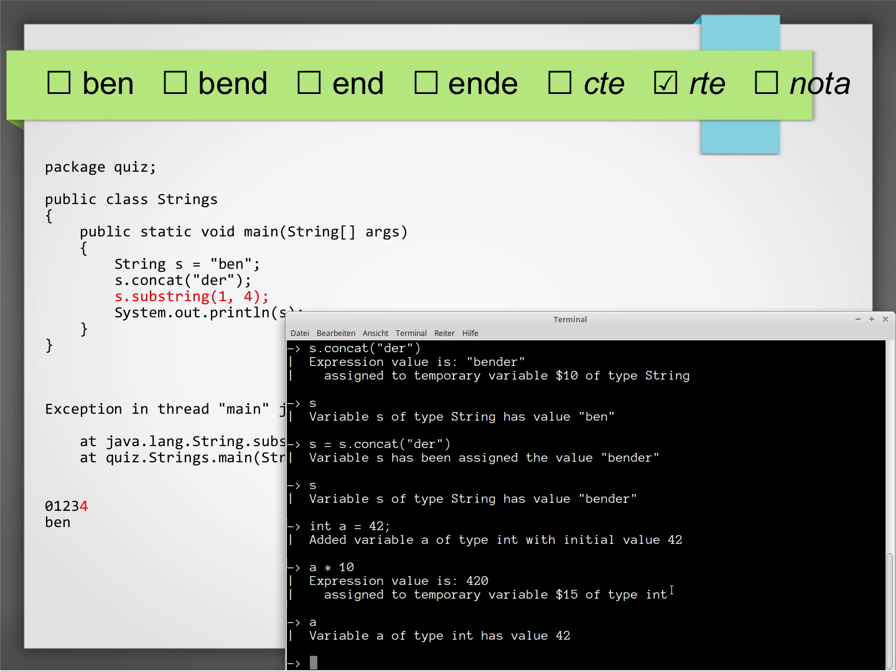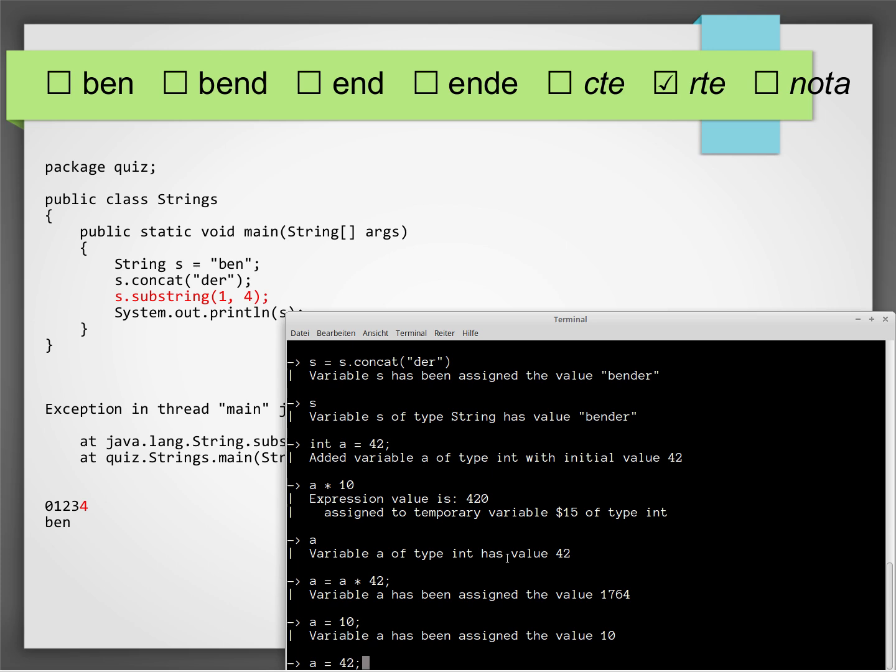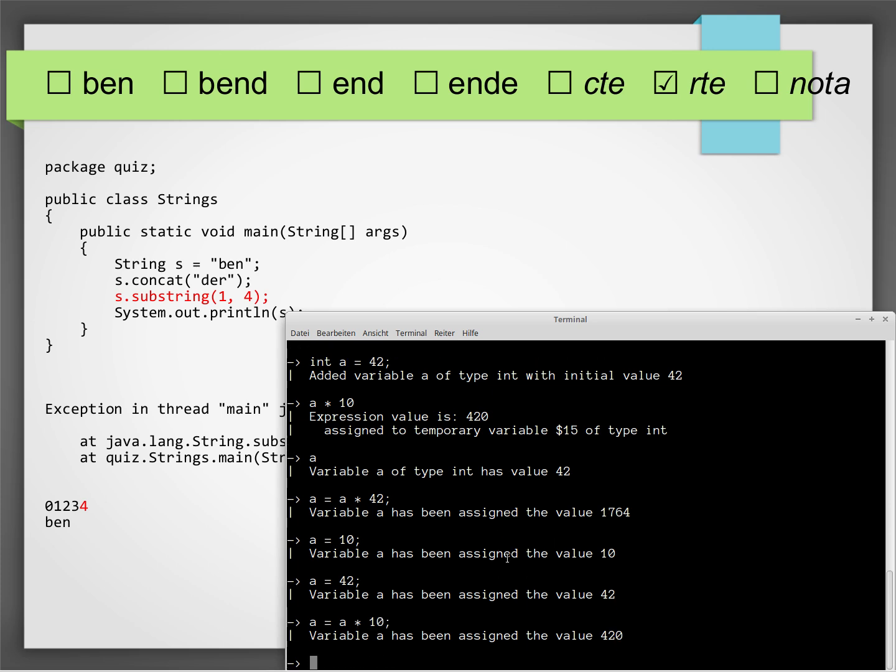If you want to change a to have a different value, you have to say a equals a times 10. I'm sorry, let me do it again. 42. a equals a times 10. Right, then we have 420. I was a bit confused at this point, but then I saw my mistake. Okay, so strings basically try to behave like numbers in Java, except that you can't compare them with this comparison operator, as we already saw.